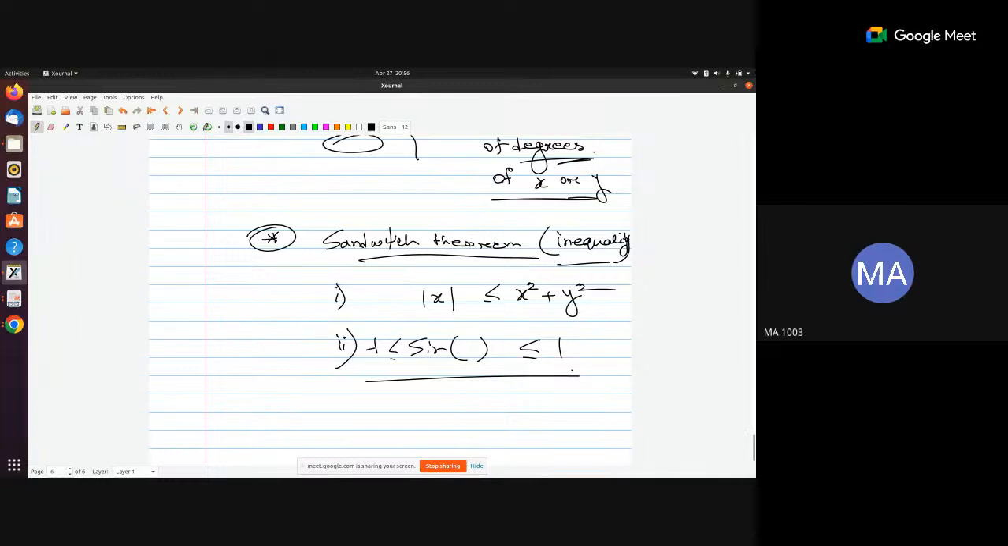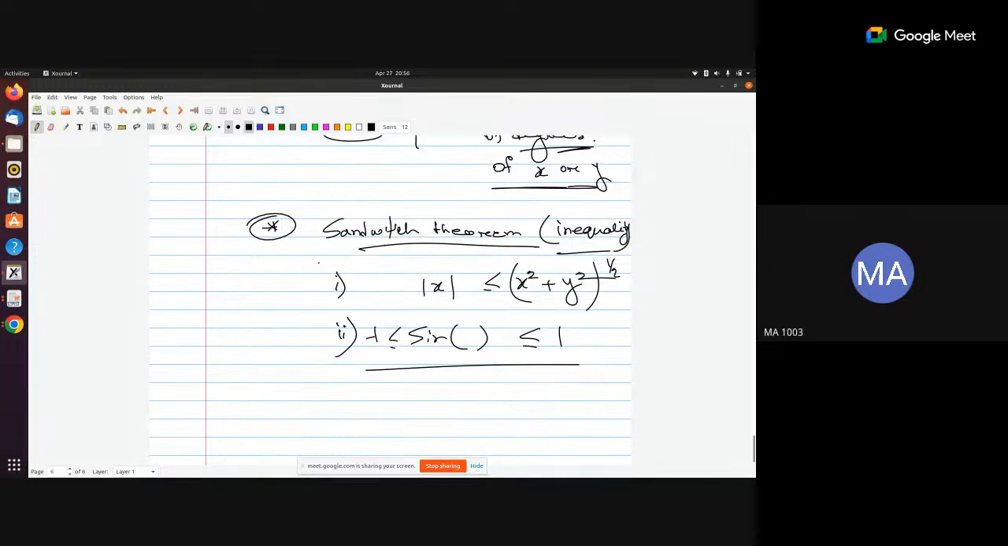Is it here, more or less, what we are saying? Yes, so it can be squared also. So this is generally the inequality we use, and by using this inequality, we can apply the sandwich theorem. This generally gives the limit of the function.